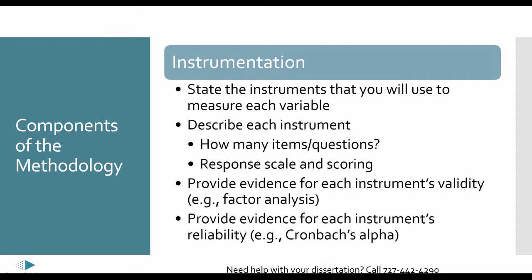You'll want to provide the response scale and scoring. So how are people responding to the items? Are they responding on a 1 to 5 scale, a 1 to 7 scale? Are they giving some kind of other response? And how is the instrument scored? So if participants are answering 10 Likert type questions on a 1 to 5 scale, how are you going to score that information? Are you going to take an average of the responses? Are you going to sum their responses? Is there some other type of scoring that you're going to be using to derive a score that will be your measure for the variable of interest?